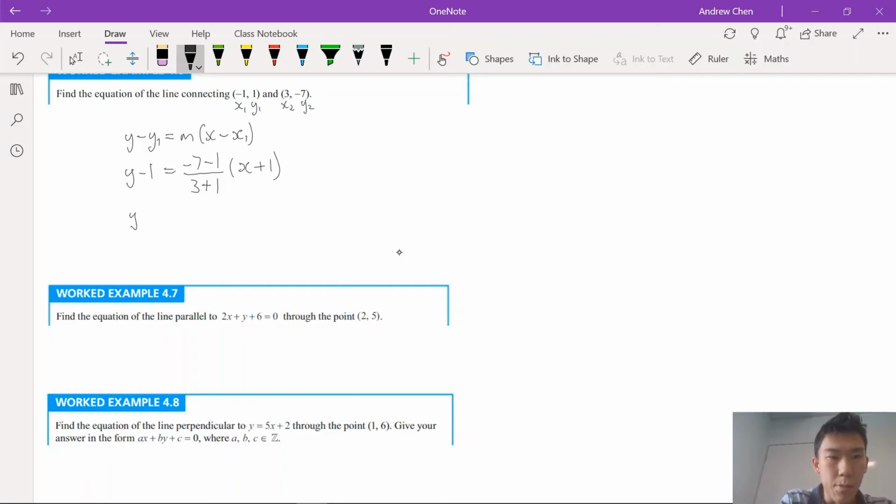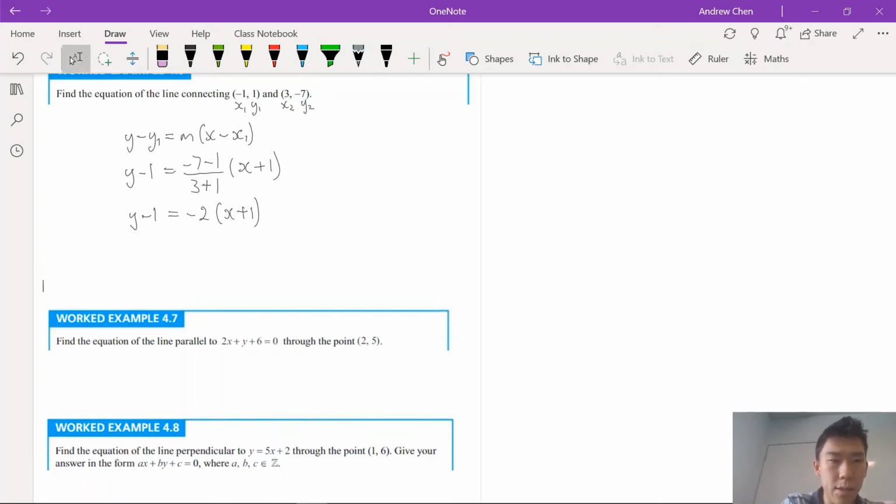And then let's just simplify things. So y take 1 equals, this is negative 8 over 4, so that's negative 2 outside of x plus 1. And again, we haven't been told which form to give our answer in, so it doesn't really matter, but I like to work with y equals mx plus c, so I'm just going to do that. So expand my brackets, add 1 to both sides, get y by itself on the left side. So we have y equals negative 2x take 1. Okay.